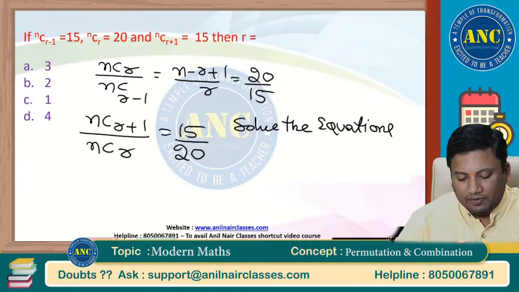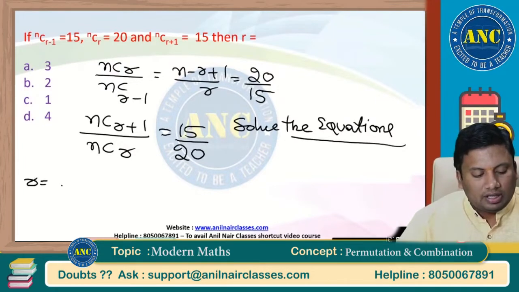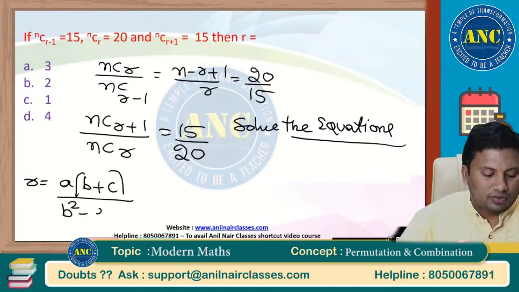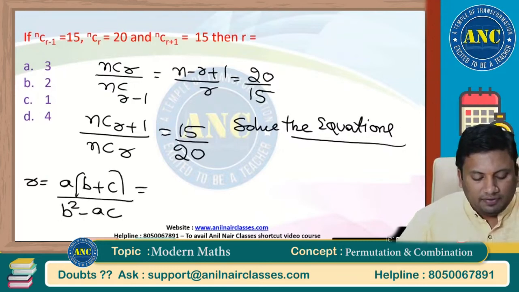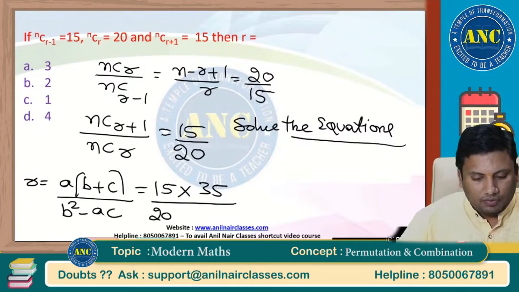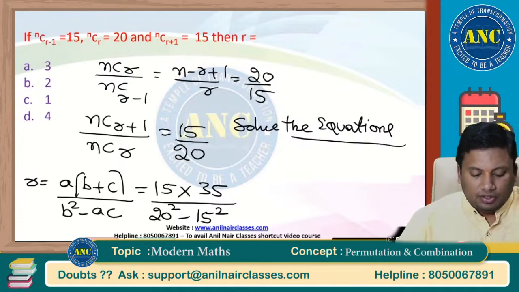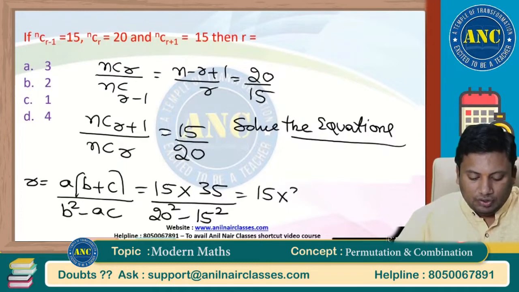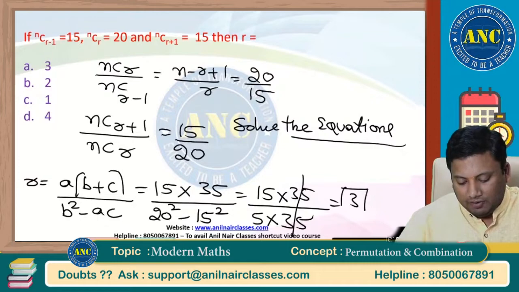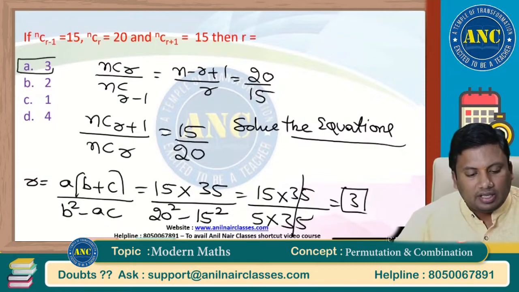What is the other way? I already told you. r is nothing but A into B plus C divided by B square minus AC. A is 15. 15 into 20 plus 15, which is 35. B square, so 20 square minus 15 square. This is nothing but 15 into 35, over A square minus B square, A minus B into A plus B. 15 by 5. What will be the answer? 3. The answer is 3.